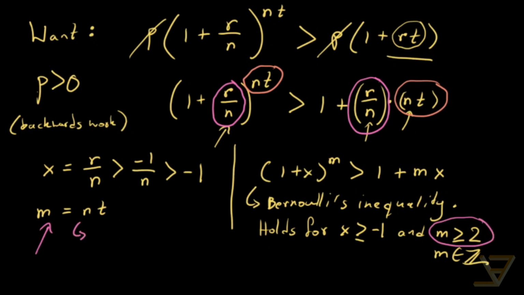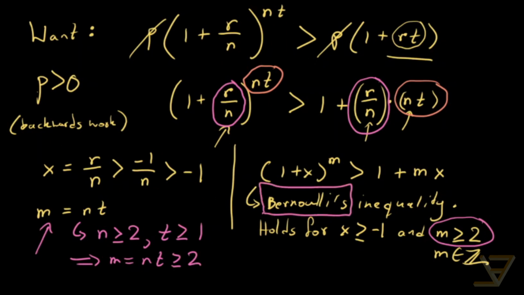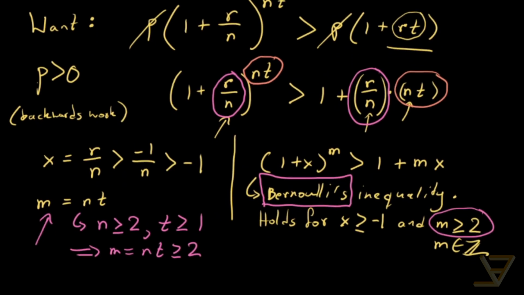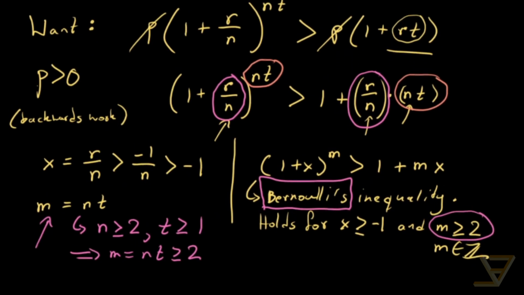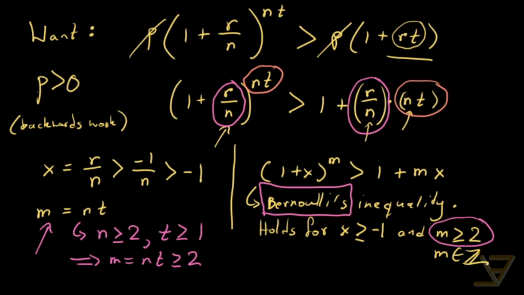So what we're going to say is the number of compoundings in a time period is greater than or equal to 2, and the number of time periods is greater than or equal to 1, so that m equals nt is greater than or equal to 2, which is what we need in order to apply Bernoulli's inequality. So by Bernoulli's inequality, it is in fact true that compound interest is strictly better than simple interest, assuming that we compound at least twice in a time period and that we have at least one time period.